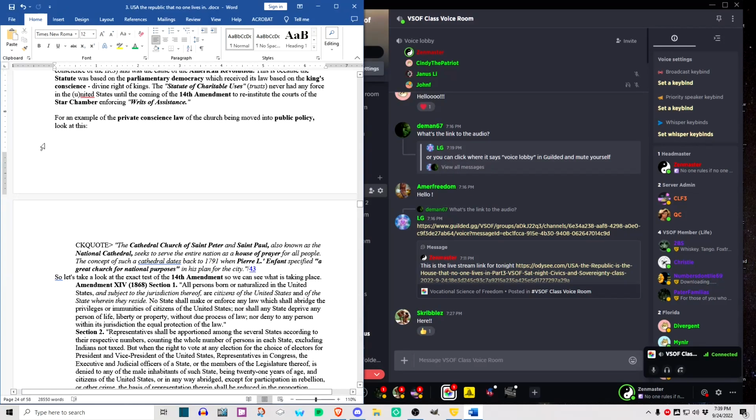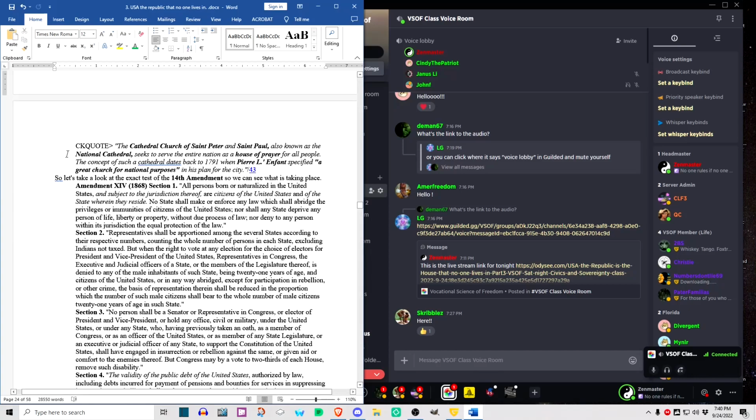For an example of the private conscience law of the church being moved into public policy, look at this. Quote, the Cathedral Church of St. Peter and St. Paul, also known as the National Cathedral, seeks to serve the entire nation as a house of prayer for all people. The concept of such a cathedral dates back to 1791, when Pierre L'Enfant specified a great church of national purposes in his plan for the city.